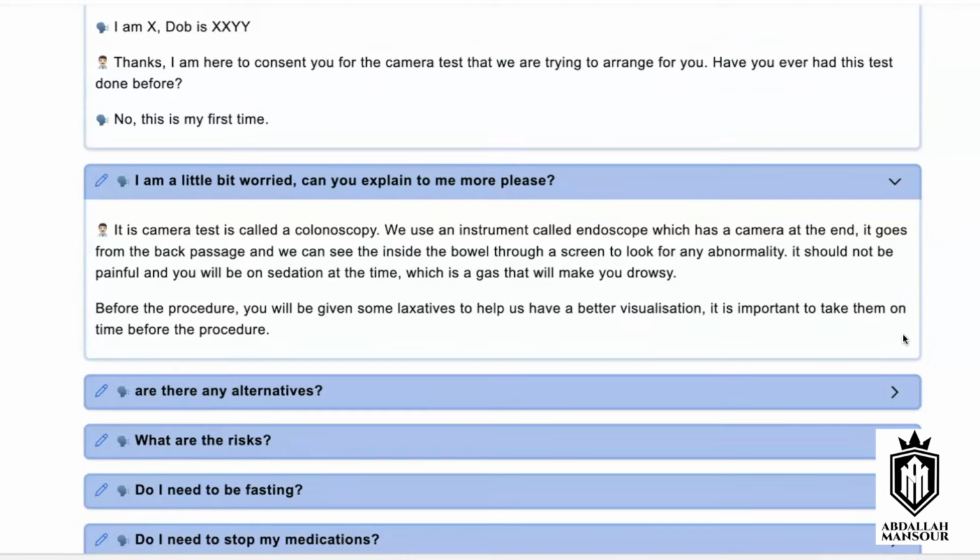Well, yeah, that's okay. But I'm not sure how I feel about this. Is there any alternative for this procedure at all? Yes, there is an alternative. This is known as a barium enema, which is when we insert a contrast through your back passage, and we would take some pictures. But this, of course, has some limitations. We cannot be sure of the accuracy, and also we won't be sure if we would get the necessary samples that we need.